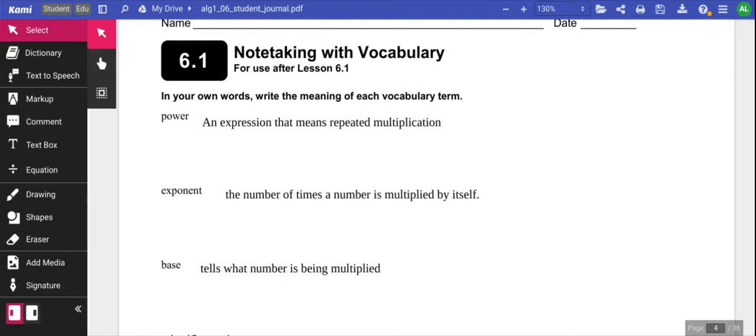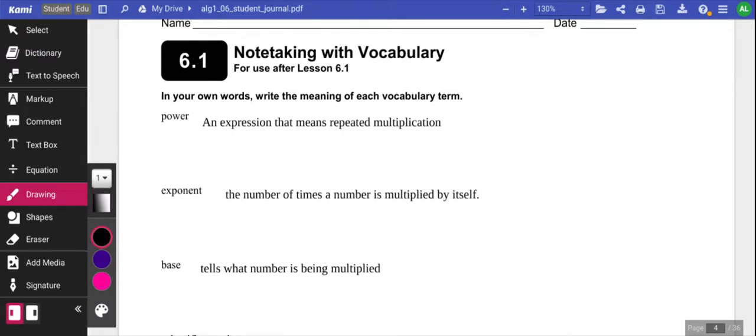I would get these different definitions down. A power, we're talking about in math, we're talking about exponents. A power just means anything that represents that repeated multiplication. So that's just kind of fancy math speak for an exponent.